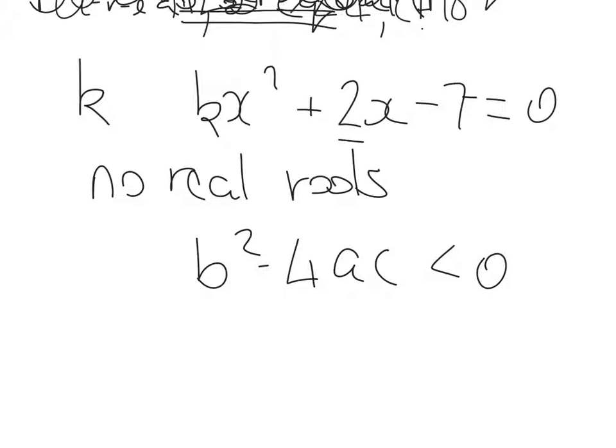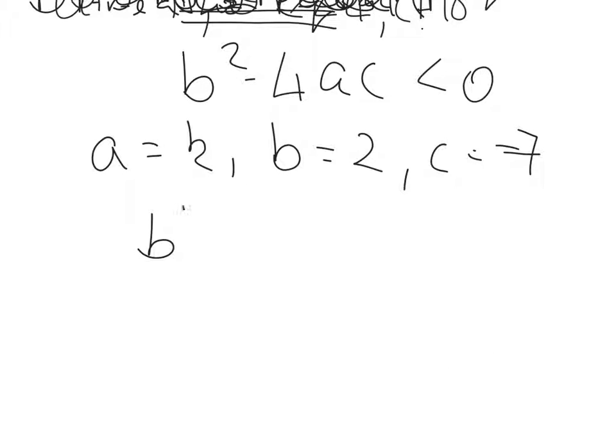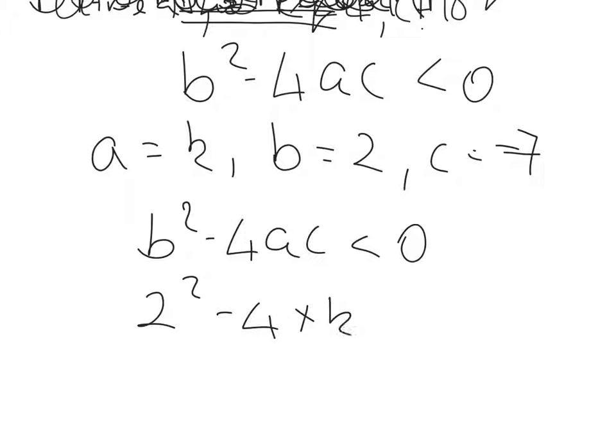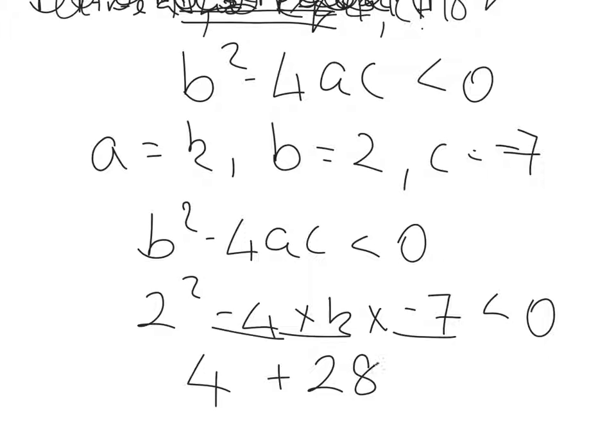I can then identify a, b and c. A is equal to k, b is 2, and c is minus 7. So b squared minus 4ac is less than 0, it'll be 2 squared minus 4 times a, which is k, times c, which is minus 7, will be less than 0. That's 4. So minus 4 times k is minus 4k. Minus 4k times minus 7 is plus 28k.